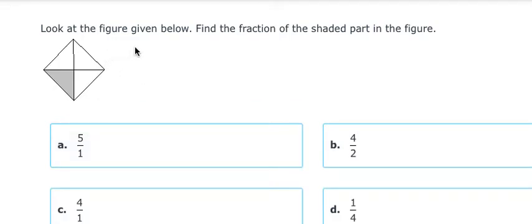Look at the figure given below. Find the fraction of the shaded part in the figure. So 1 divided by 4.